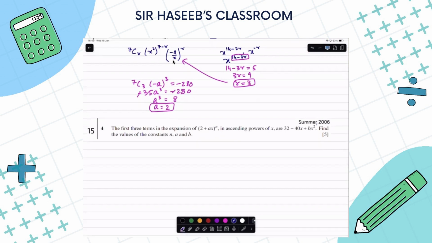The first three terms of the expansion of 2 plus ax power n are these. Find the values of the constants n, a, and b. Let's first talk about the first term of this. What would be the first term of this? 2 power n, which should be equivalent to 32. So 2 power n is 2 power 5. n is 5. Yes. Now I know that n is 5 at least.